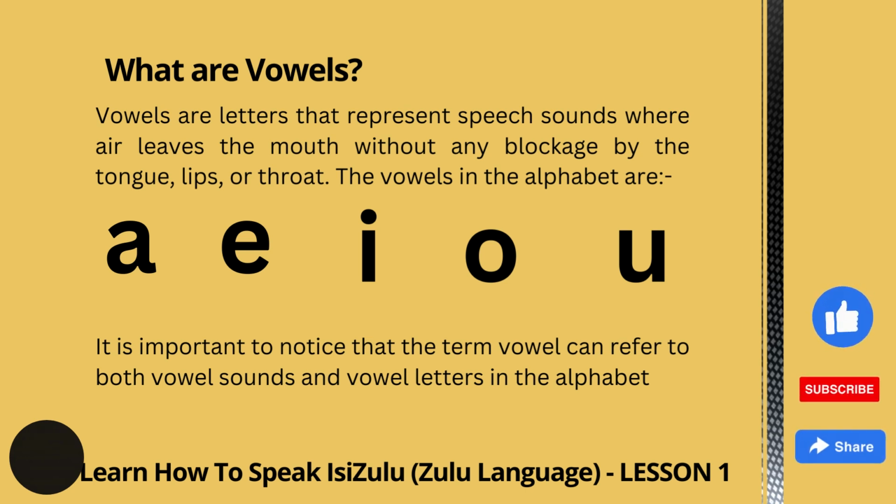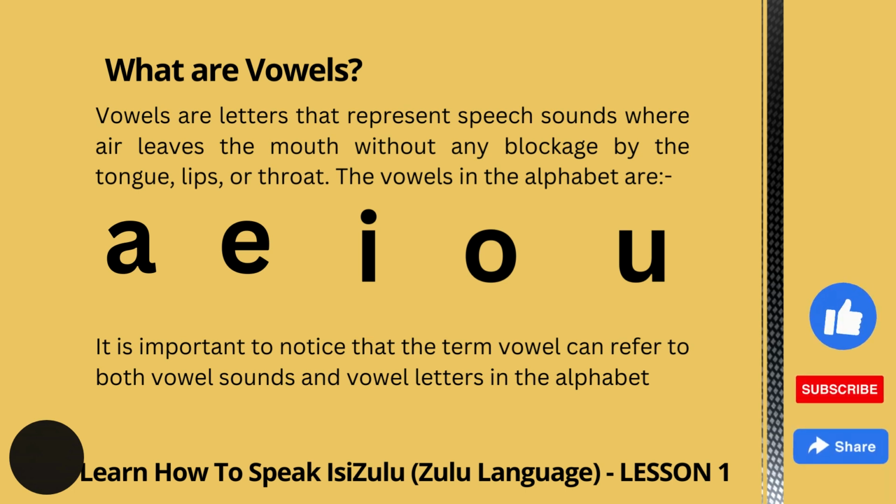and vowels are those letters that can flow through your mouth without any blockage, like I said, without any blockage of tongue, lips, or throat. They just go through. Those are A, E, I, O, U. So A, E, I, O, U in English.